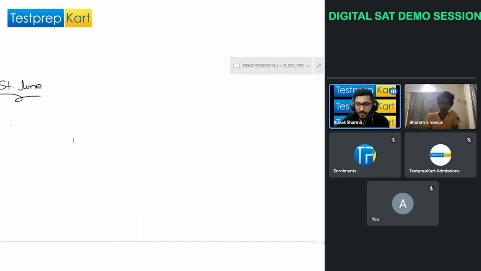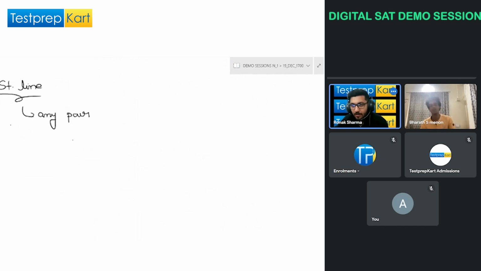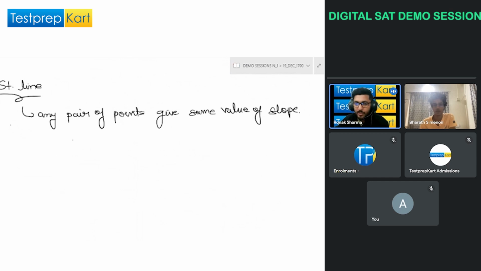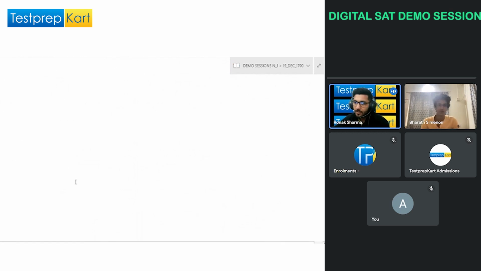So a straight line is simple: any pair of points gives the same value of slope. That is it. Now tell me how comfortable you are with function notation, like y equal to f(x). Not in an advanced sense, but you know what f(x) is, that is y only. We give some input, that is x, and the output is y, right? Yes. So we can start with the questions.